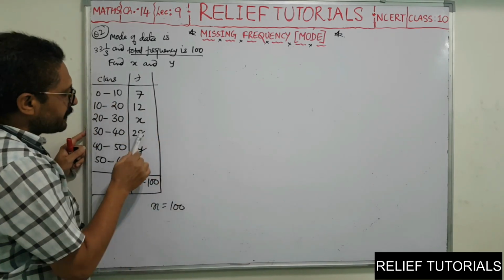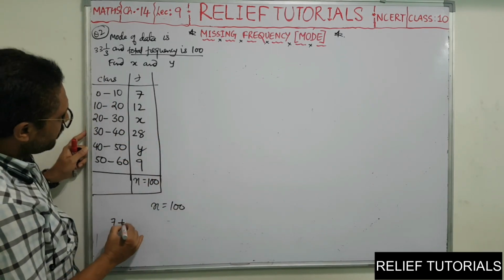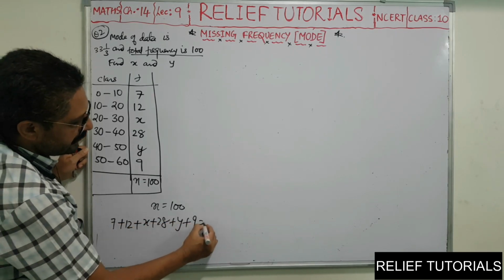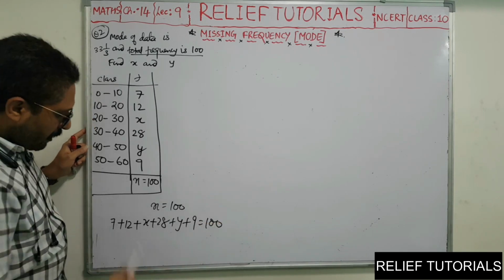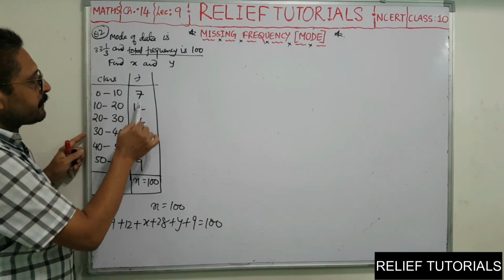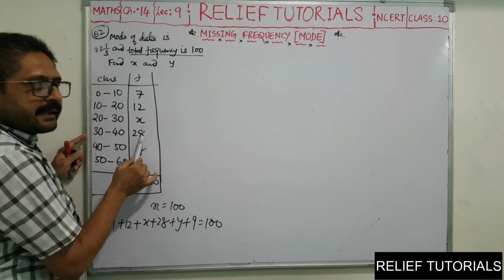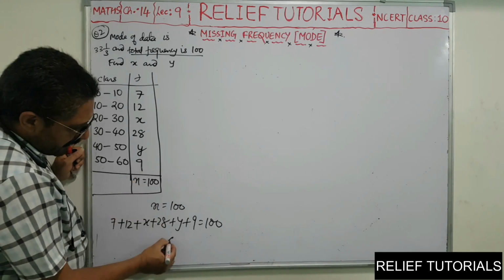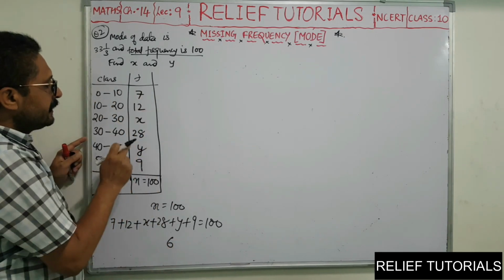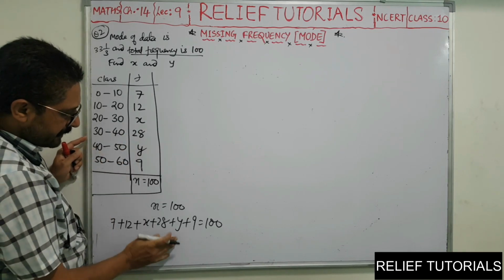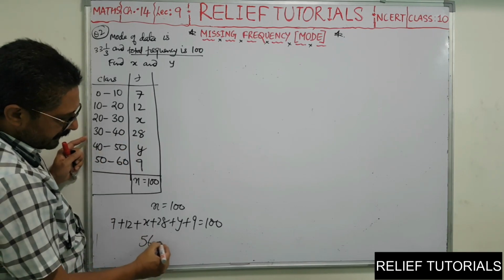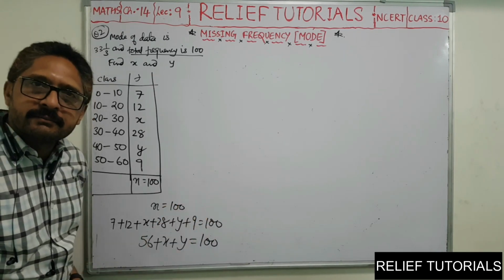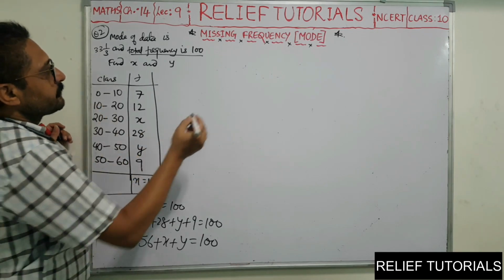N means the total of all this, that is 7 plus 12 plus x plus 28 plus y plus 9 is equal to 100. So if you add this, what will you get? 7 plus 12 is 19, 19 plus 9 is 28, 28 plus 28 is 56. I will get 56 plus x plus y is equal to 100. Now we will get x plus y, so I will write here.